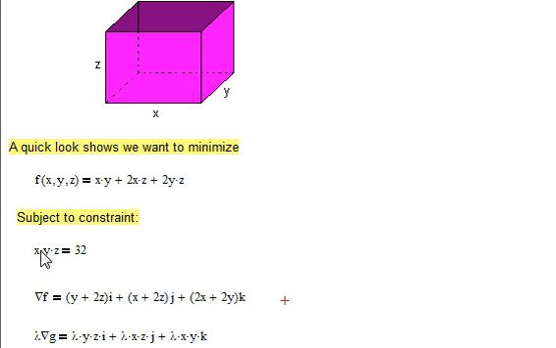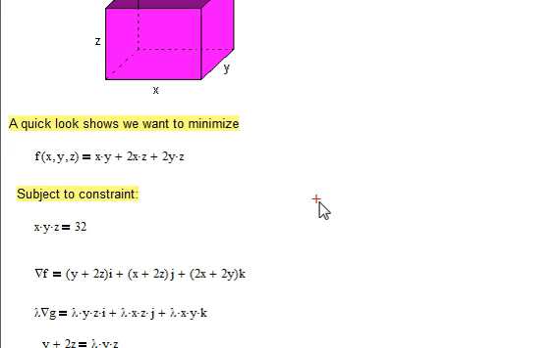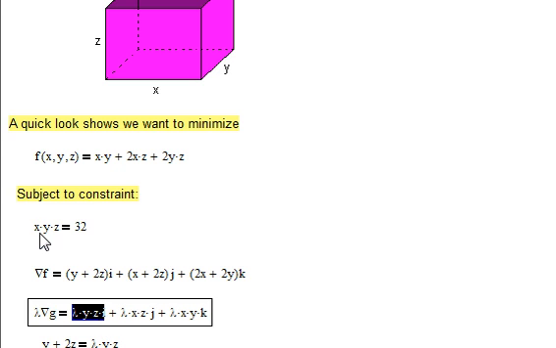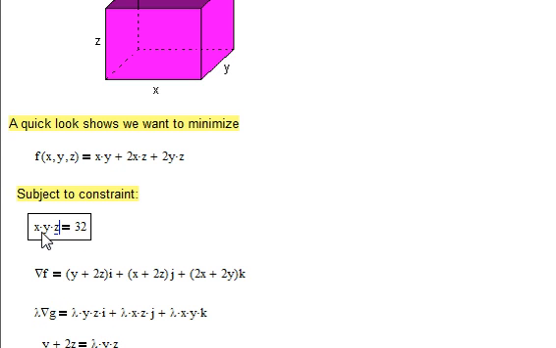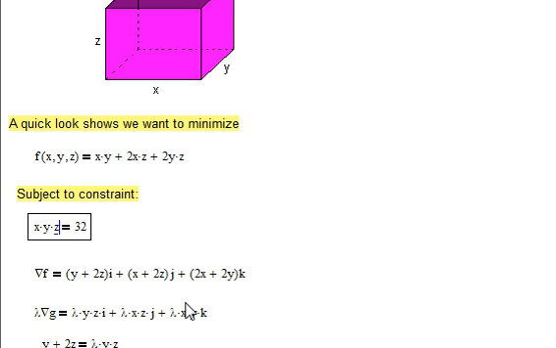Now, this constraint, we could call it G of XYZ equals XYZ minus 32, but the partials would be the same even if I didn't do that. So the partial of this with respect to X is YZ, and then we'll multiply that by lambda, so lambda YZ. The partial with respect to Y is XZ, and that's going to have a lambda attached. And the partial with respect to Z is XY, and that also has a lambda attached.